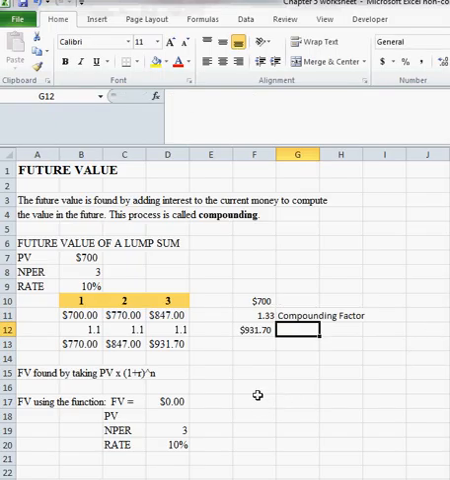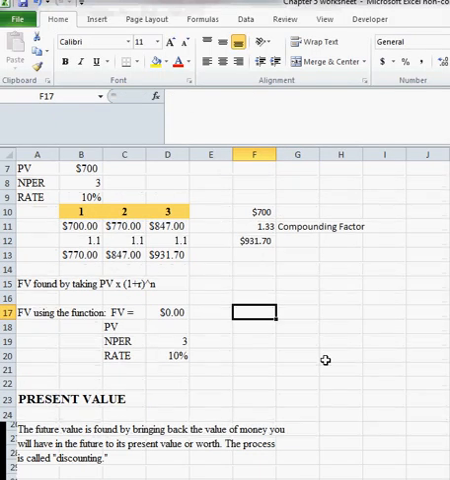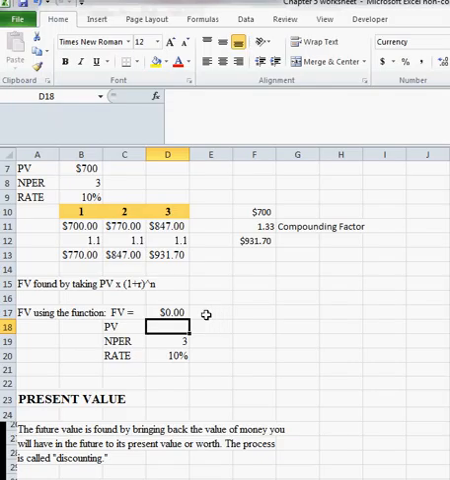Now we have a more simple way to do it actually in Excel because they have a PV function. And so we start off with what's the present value of the money. And in this case, the present value of the money is going to be $700. And then the number of periods that we're looking at is 3. And then we do the interest rate of 10%. And then we have a whole series of financial functions that'll help us find that future value.